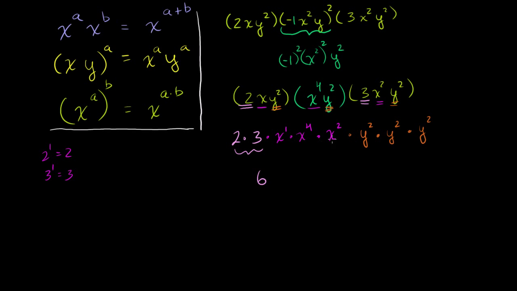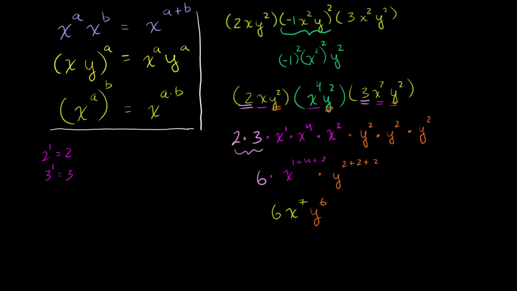So what is this going to be equal to? We have the same base, x, so we can add the exponents. X to the 1 plus 4 plus 2 power, and I will add it in the next step. And then on the y's, this is times y to the 2 plus 2 plus 2 power. And what does that give us? That gives us 6 x to the 7th power y to the 6th power.